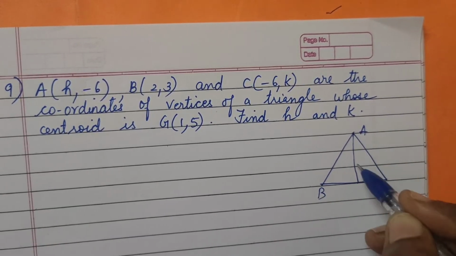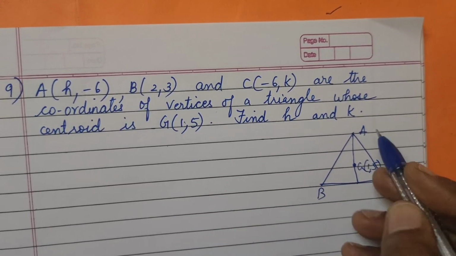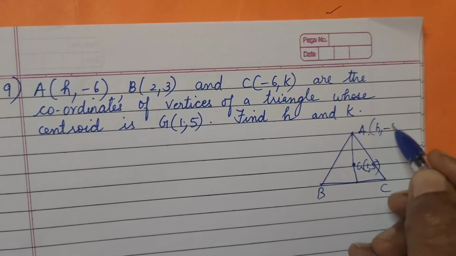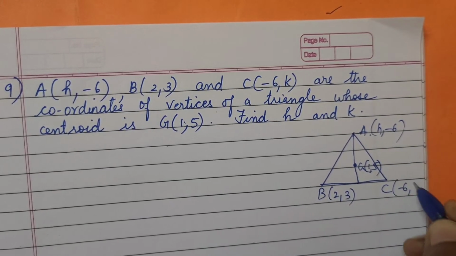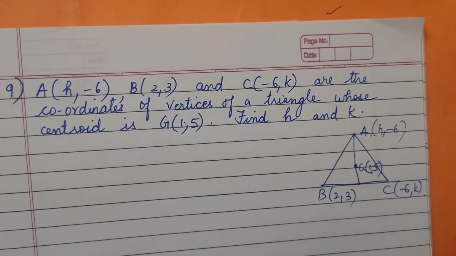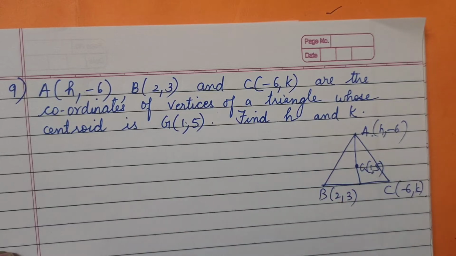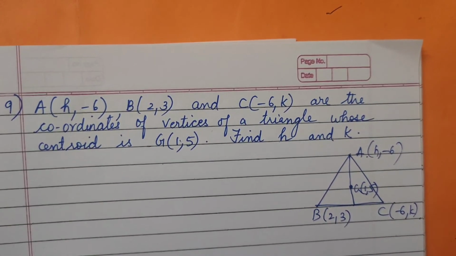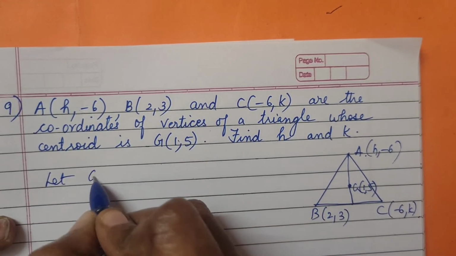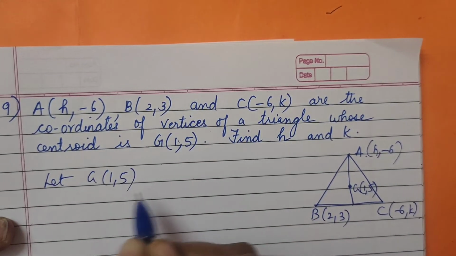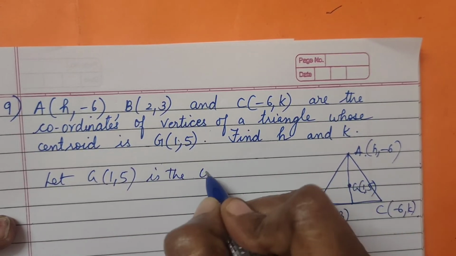We will have a median like this and a G point here. G is given as 1, 5 and A is given as h, minus 6 and B is given as 2, 3 and C is given as minus 6, k. Okay, so now we have to use the centroid formula. It's very clearly known here. So firstly we have to assign the values here. Let G(1, 5) be, what is this? This is the centroid of the vertices.